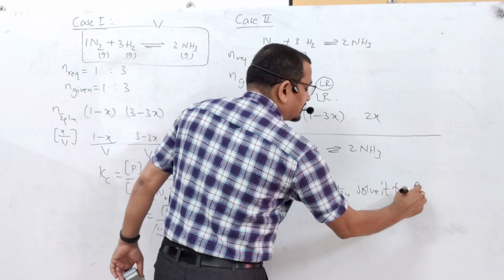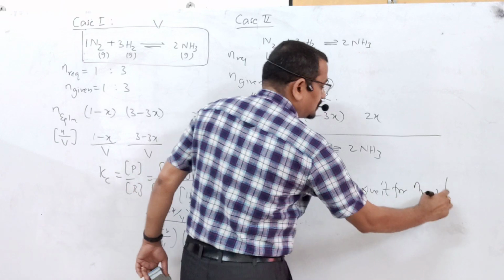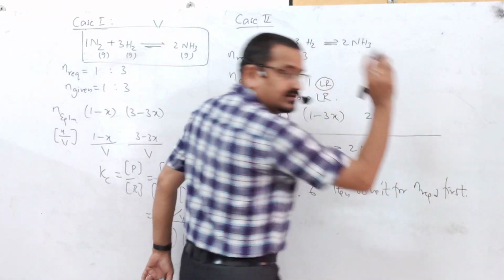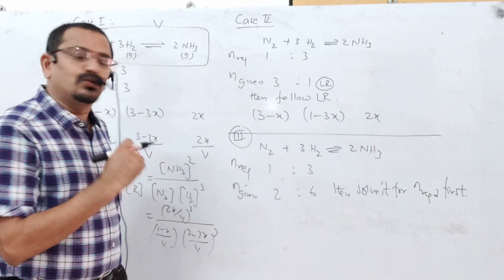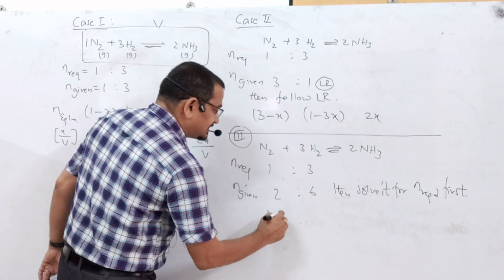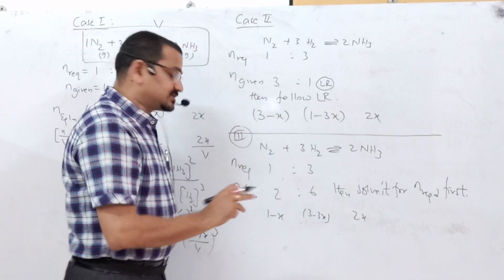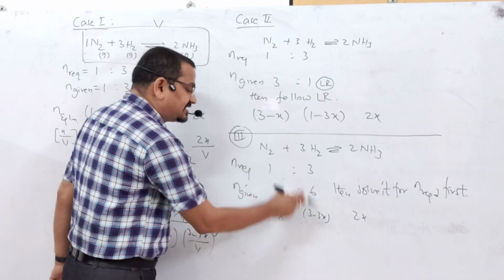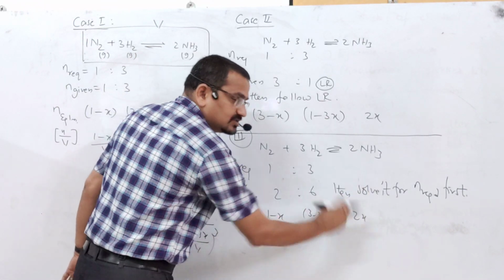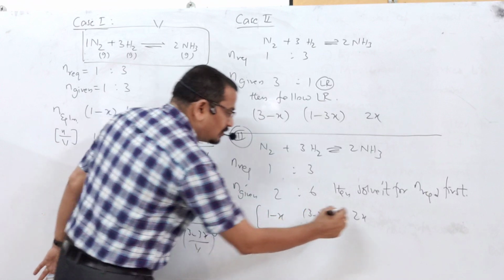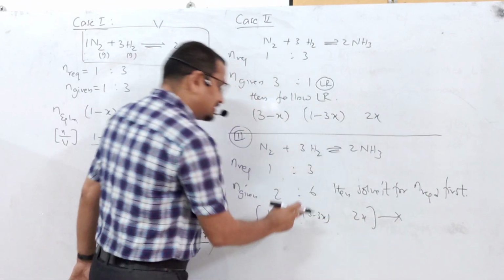for the number of moles required first. First we have to solve it for the required number of moles. What? 1 minus x, 3 minus 3x and 2x. Solve it for the required moles: 1 minus x, 3 minus 3x and 2x moles of ammonia. Then multiply the whole thing with this multiple.